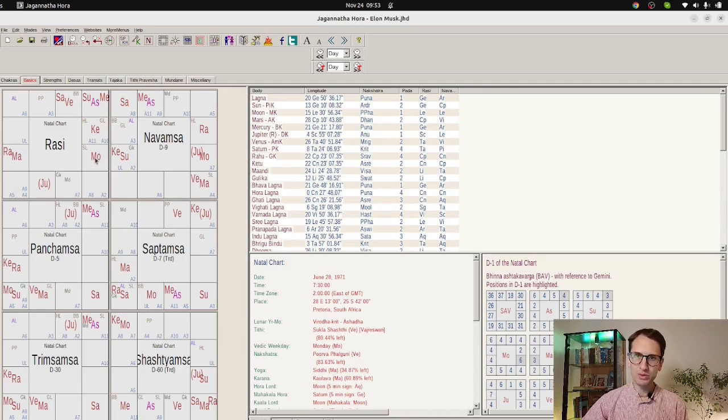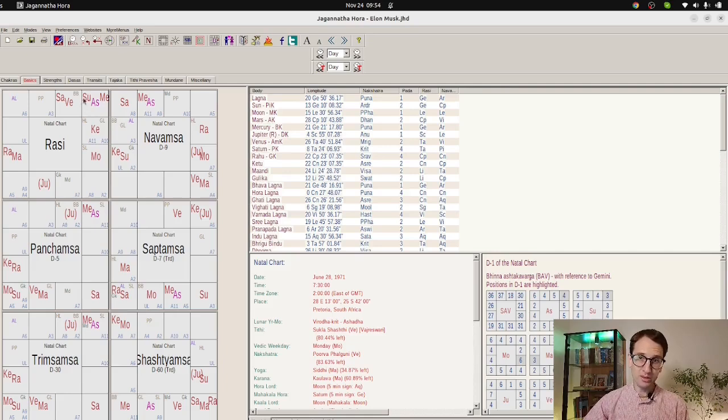So Jupiter, Moon is a temporary friend to Jupiter, and Mars and Rahu are temporary friends to Jupiter, right? And similarly, Jupiter is a temporary friend of Mars. But now Ketu, the Sun, Mercury, Saturn, and Venus, they're all further away than these houses here. So they are temporary enemies, right?